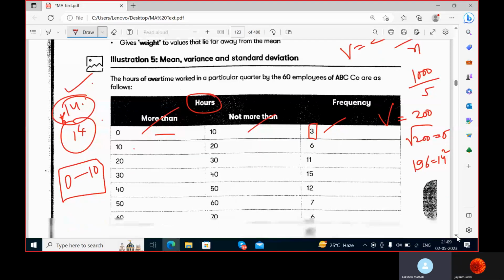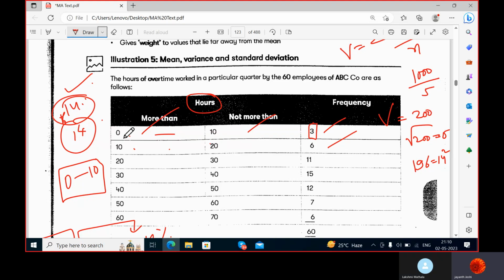Three employees have worked more than 0 hours but less than 10 hours. Six employees have worked more than 10 hours but less than 20 hours, that means they lie between 10 to 20. So this is the data given to you.